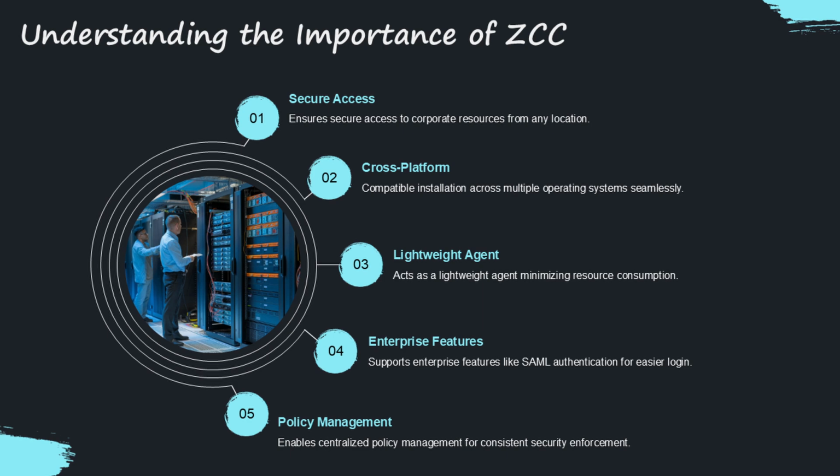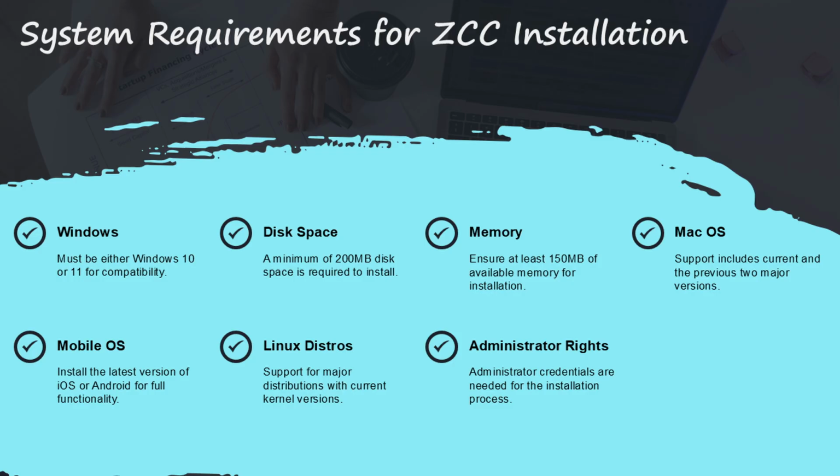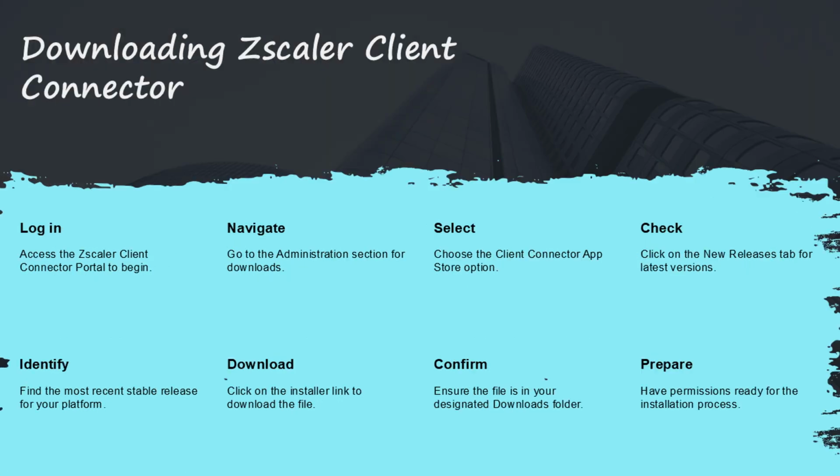Before installation, make sure your system meets these minimum requirements. For Windows, you'll need Windows 10 or 11, 64-bit, with 200 megabytes of disk space and 150 megabytes of memory. For macOS, you should have the current or one of the previous 2 major releases. On mobile devices, the latest iOS or Android versions are required. And for Linux, major distributions with current kernel versions are supported.